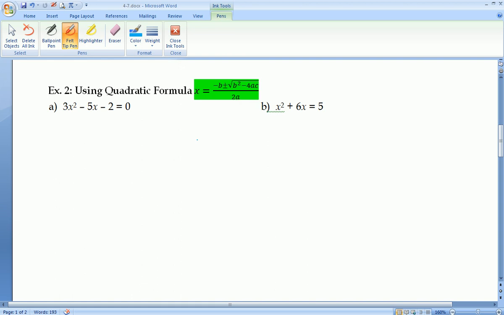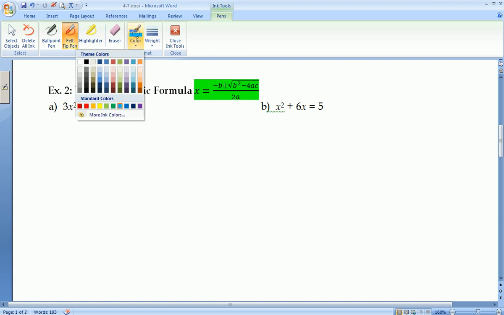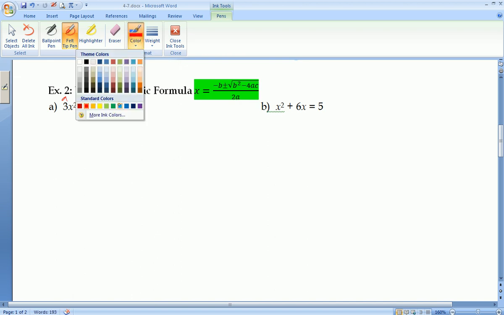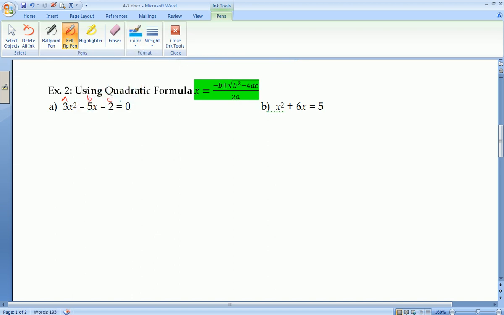So example 2a, we're going to use the quadratic formula right now, and we're going to first identify our a, b, and c. So this is my a, this is my b, this is my c. My A is 3, my B is -5, my C is -2. And let's plug everything in. Remember, this is to solve for x. And we're going to have 2 answers, because we got a plus or minus here.